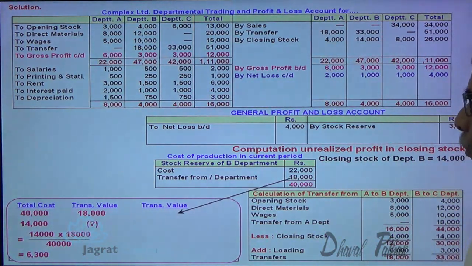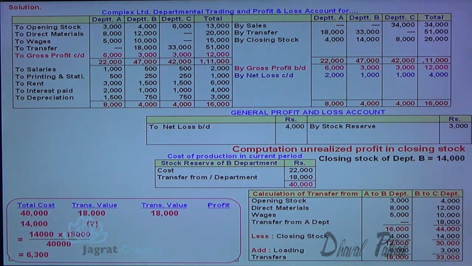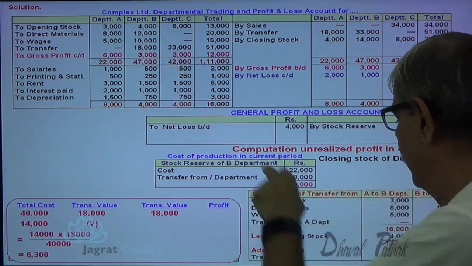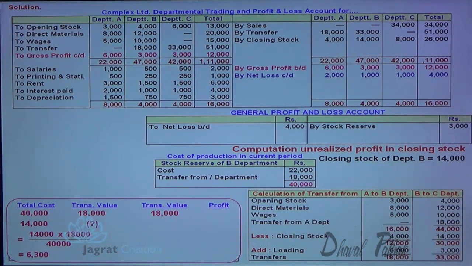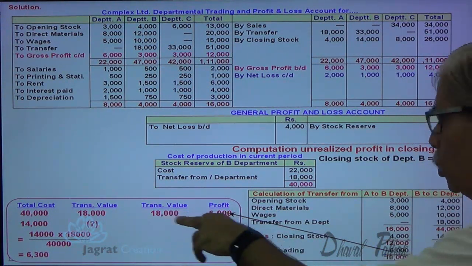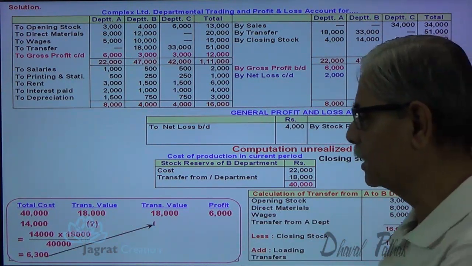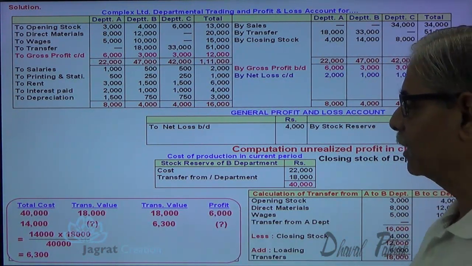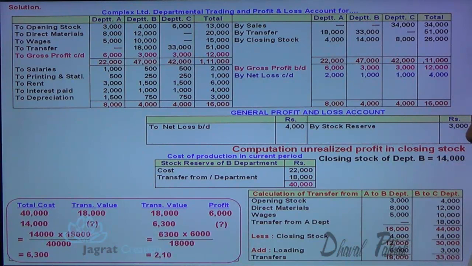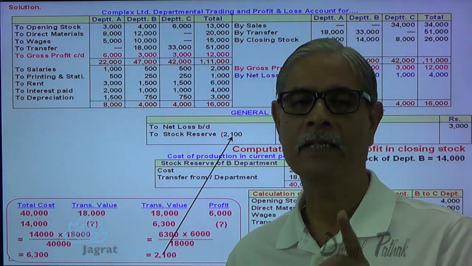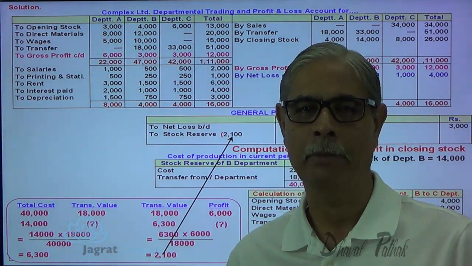So transferred value is 18,000. In this 18,000, the profit element is 6,000. How much for this 6,300? So 1/3 of it, 2,100, is the unrealized profit. So unrealized profit in the stock of 14,000, for that a stock reserve is created, general profit and loss account debit to stock reserve account.